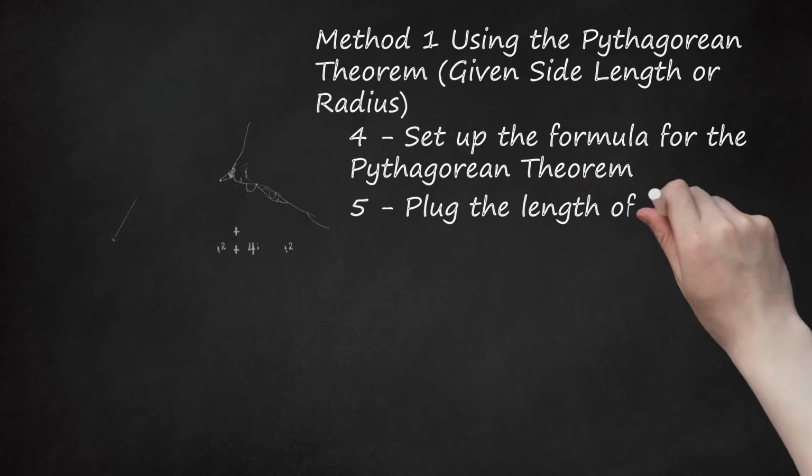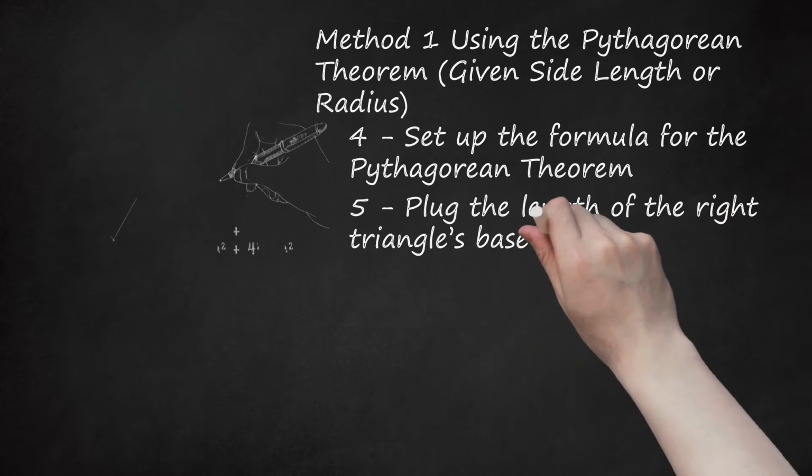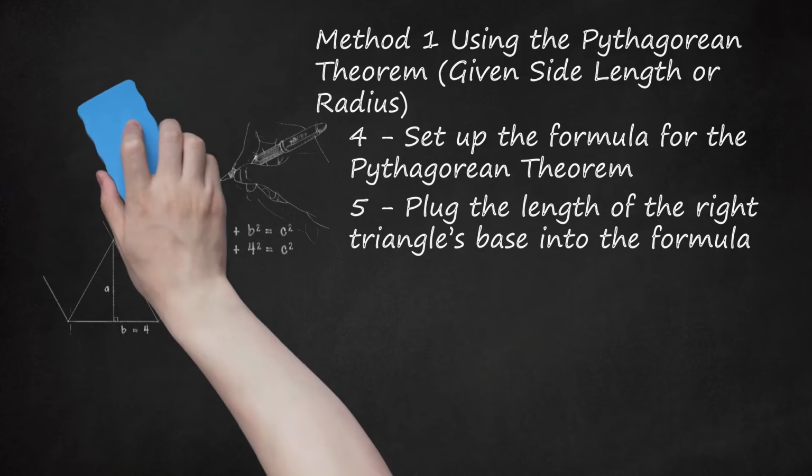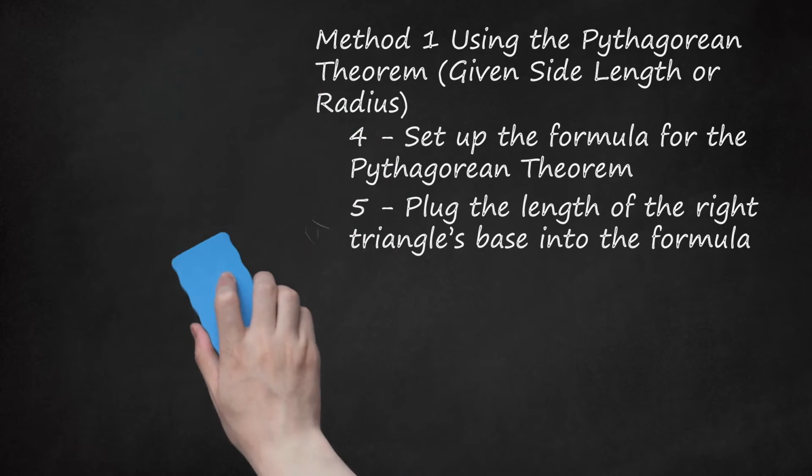5. Plug the length of the right triangle's base into the formula. Substitute for b. For example, if the length of the base is 4 centimeters, your formula will look like this: a² + 4² = c².